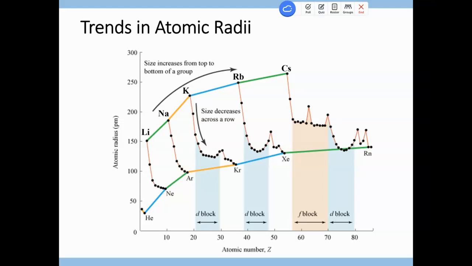And then we can see the same trend across, although there are some different trends when we're within the D block and F block, which we won't concern ourselves with for this semester. But the overall trend is that left of the periodic table is larger than the right, and lower on the periodic table is larger than higher up.